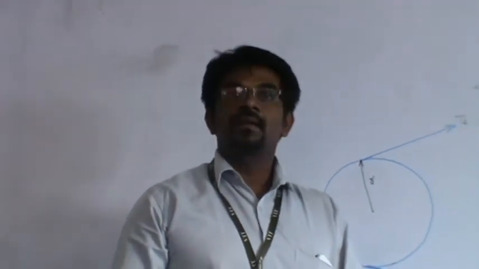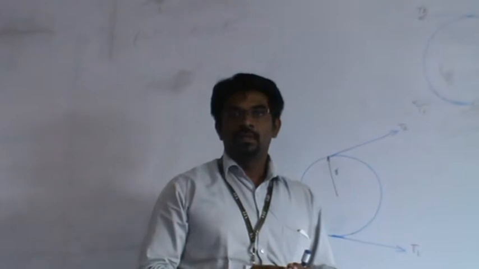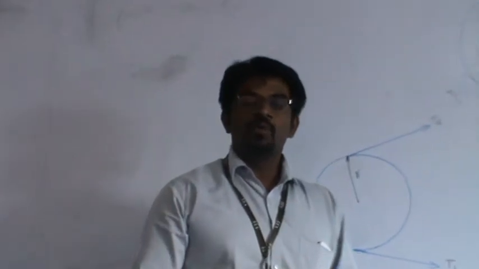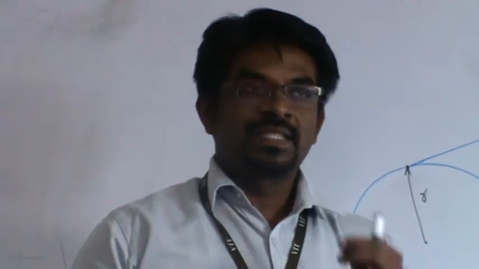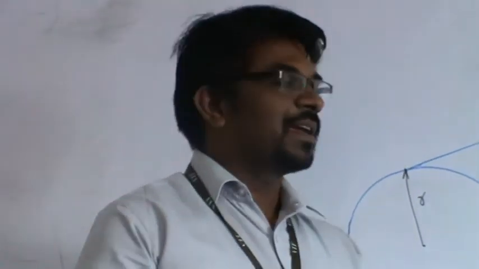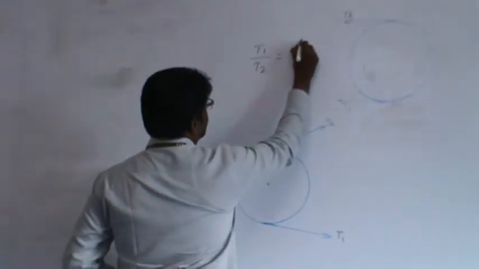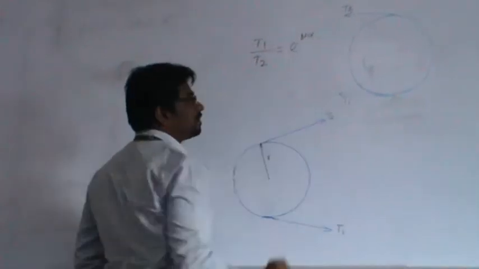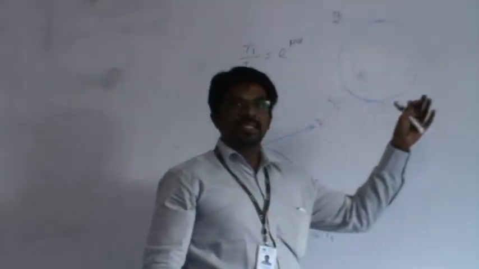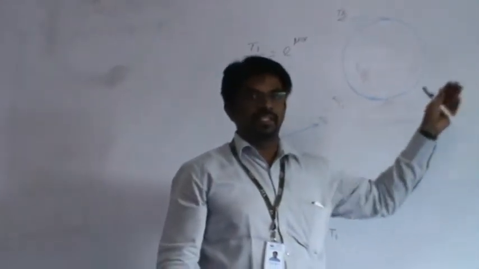In DTS, when discussing the belt drive, we were discussing belt tensions. The belt tension ratio T1 by T2 equals e power mu alpha. Now let us discuss the initial tension.